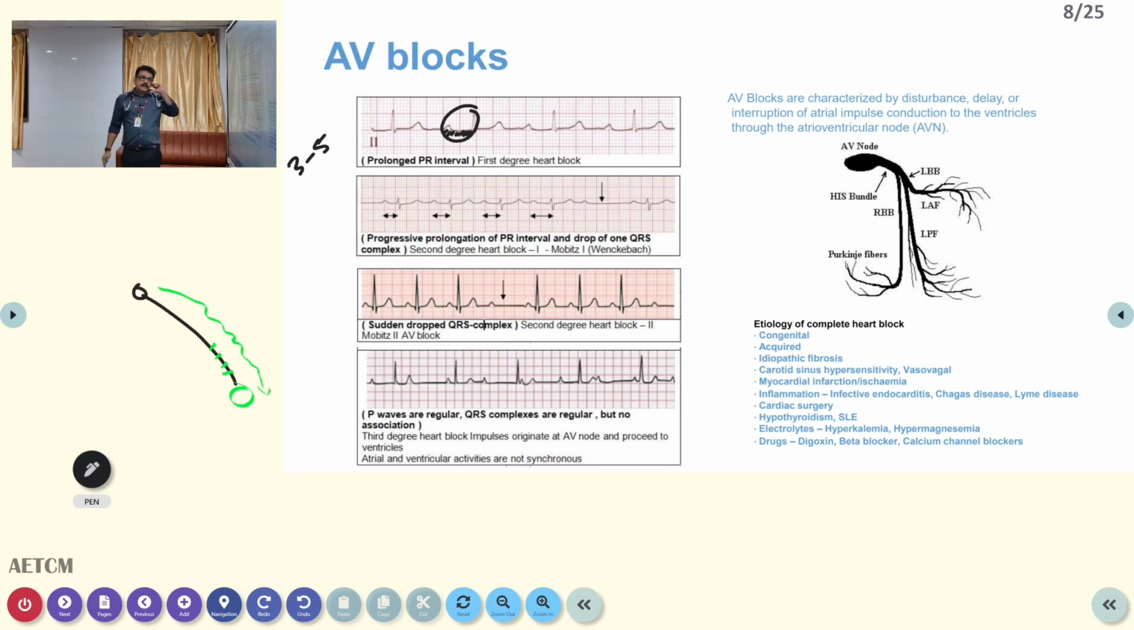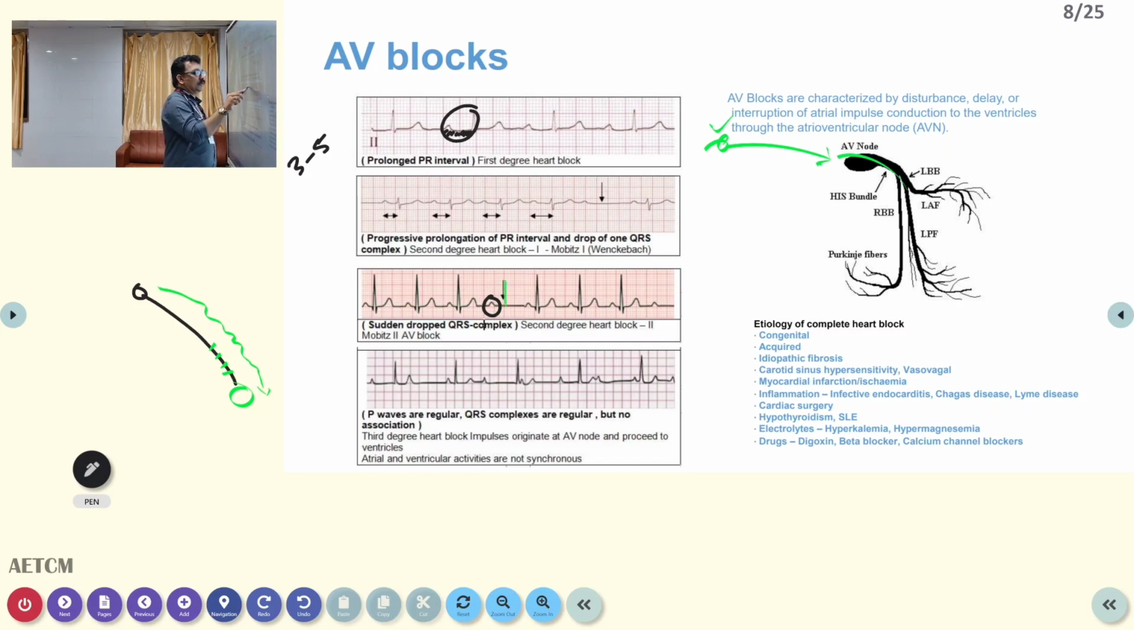Whereas in second degree heart block, there is not one QRS complex after every P wave. P waves are produced normally. That means the SA node is normal. The SA node is normal, but then that current is not transmitted to the ventricle.